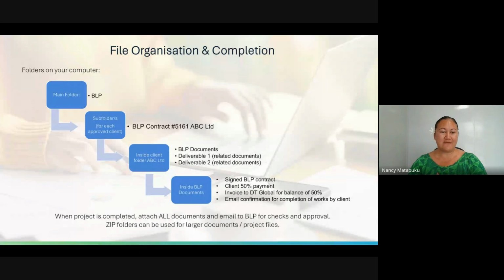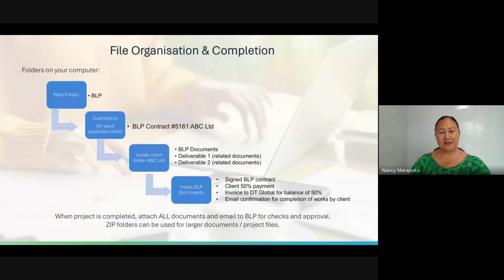When you have got a lot of approved contracts working side by side, I like to keep on my desktop, the main folder is BLP. Within that is a subfolder called your individual contracts. For example, BLP contract reference number, ABC Limited. Within that subfolder will be 3 more subfolders, BLP documents, which, as you'll see in the following, what that includes, you've got your deliverable 1 and deliverable 2.